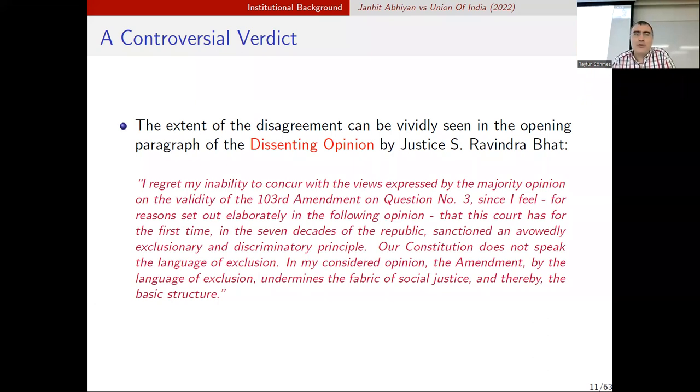"I regret my inability to concur with the views expressed by the majority opinion on the validity of the 103rd amendment on question number three, since I feel, for reasons set out elaborately in the following opinion, that this court has, for the first time in seven decades of the Republic, sanctioned and avowed the exclusionary and discriminatory principle. Our constitution does not speak the language of exclusion. In my considered opinion, the amendment by the language of exclusion undermines the fabric of social justice and thereby the basic structure." So basically they're saying this is the worst decision of this nature in seven decades, right?